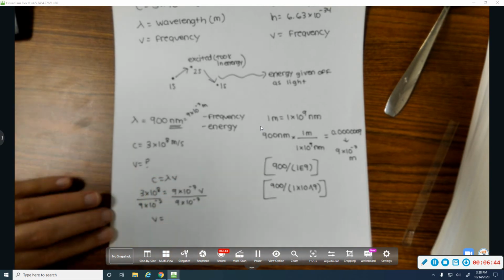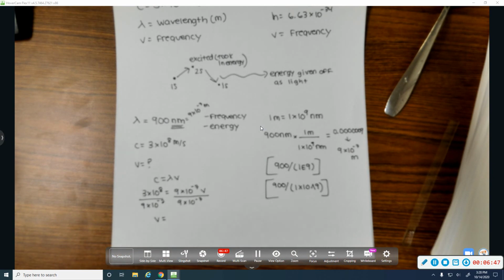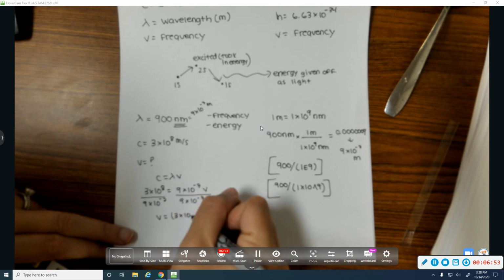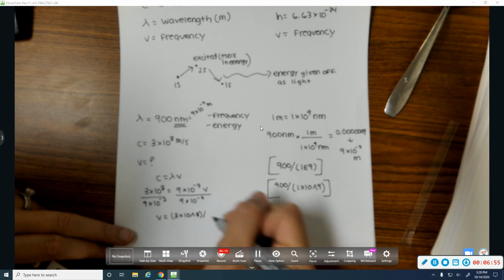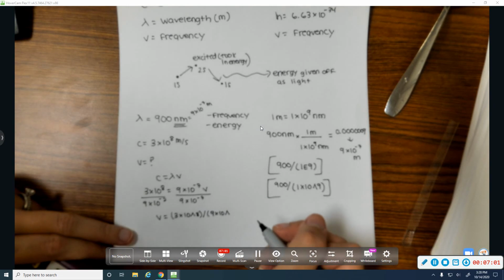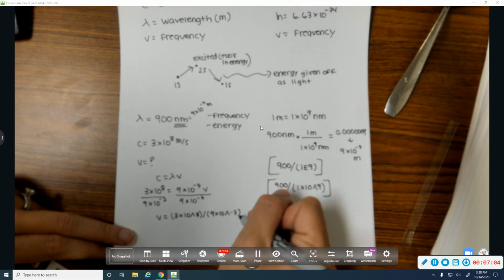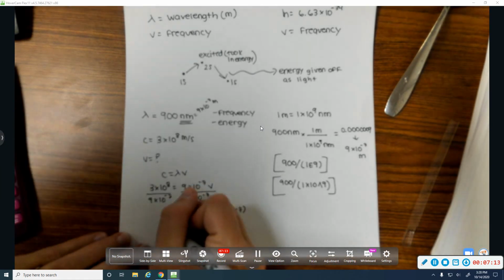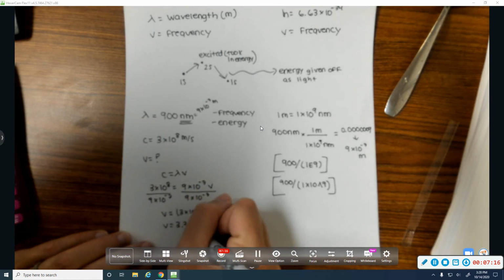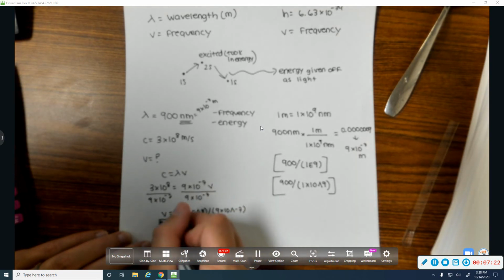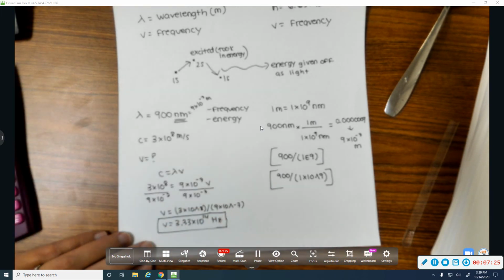And when I do that, I get V equals, and make sure when you type this into your calculator, type in parentheses 3 times 10 caret 8, close, divided by parentheses 9 times 10 caret, make sure you use the negative symbol, not the subtraction, negative 7, close. And so let me type that in really fast. That gives me a frequency of 3.33 times 10 to the 14 hertz. And I'm going to circle that because that's one of the values that I'm looking for.